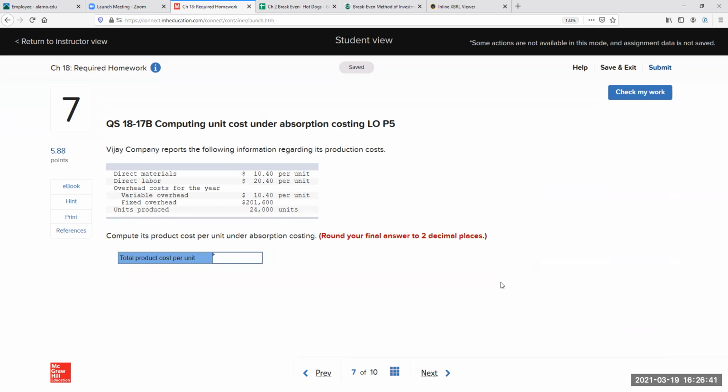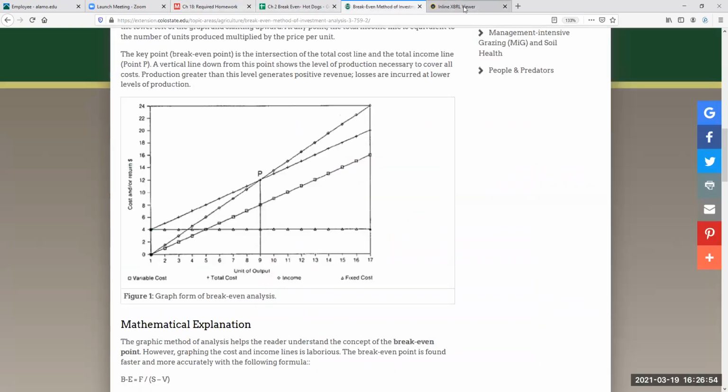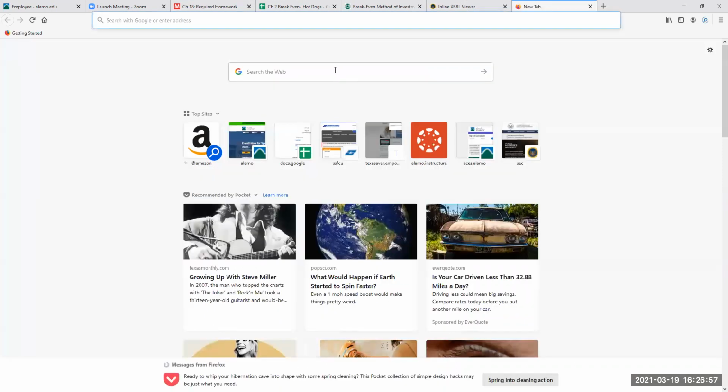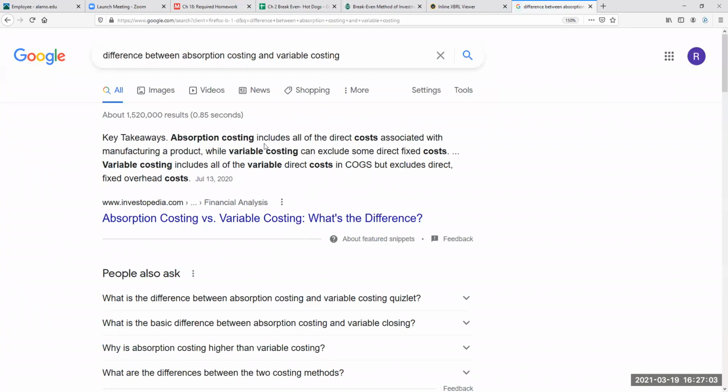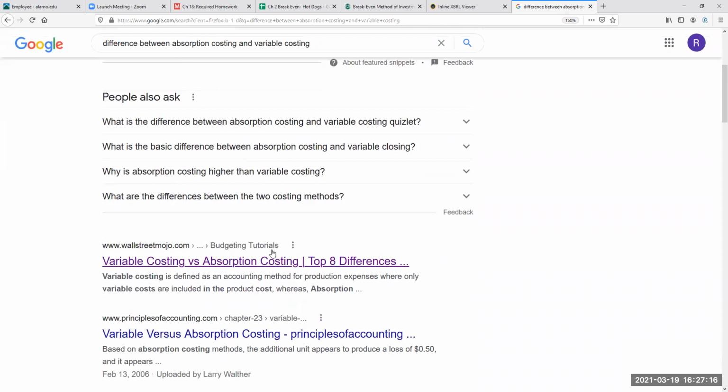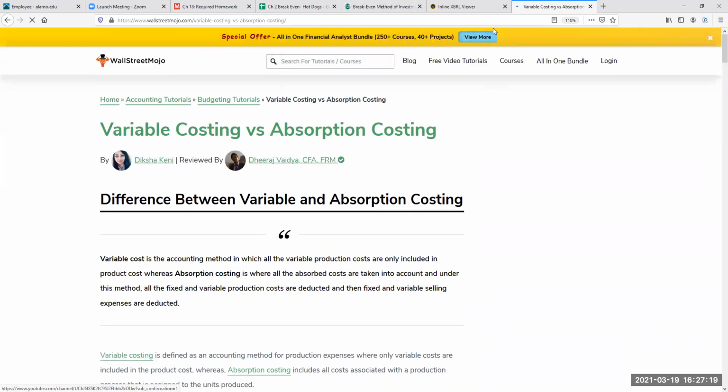Let's go on to number 7. Now, I would like to share with you something about absorption costing. Absorption costing includes everything. See, absorption costing includes all of the direct costs associated with manufacturing, while variable can exclude some direct fixed costs. Variable cost includes all the variable direct costs and cost of goods, but excludes direct fixed overhead. Okay, so now we'll come back to that.